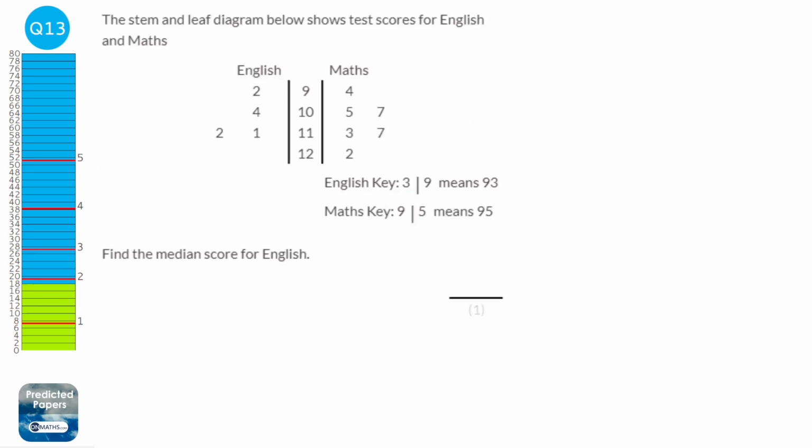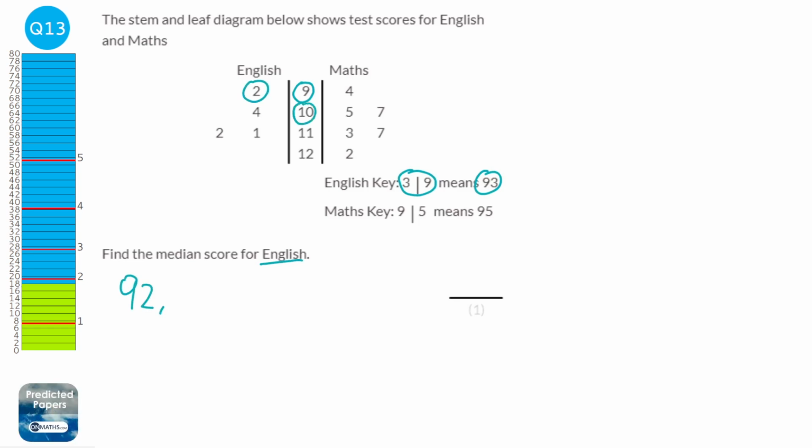So with a stem leaf diagram, the numbers in the middle often represent tens. They could be units. So we look at the key first of all, and we see that 3 line 9 means 93. So the numbers in the middle are going to represent 10. So this is a 90. Now we're looking for English, so this will be 92. So our first number will be 92.